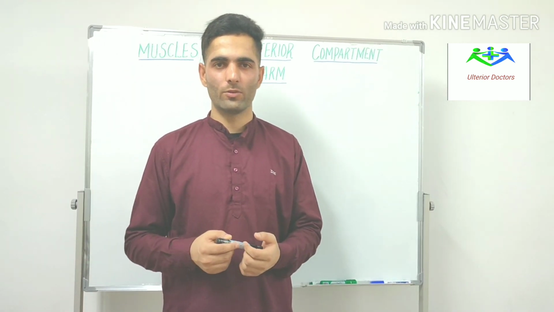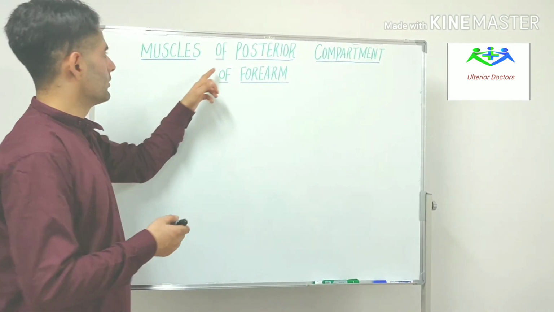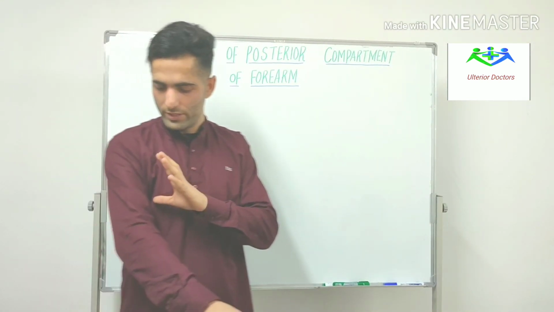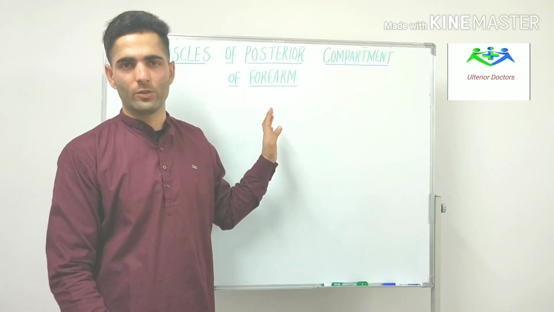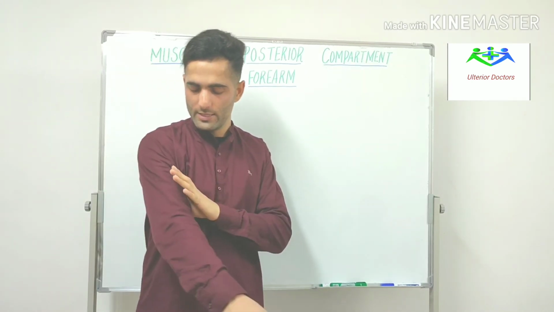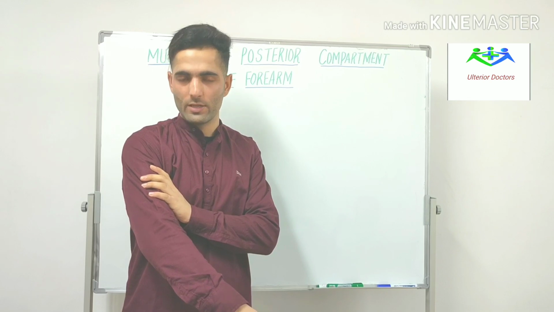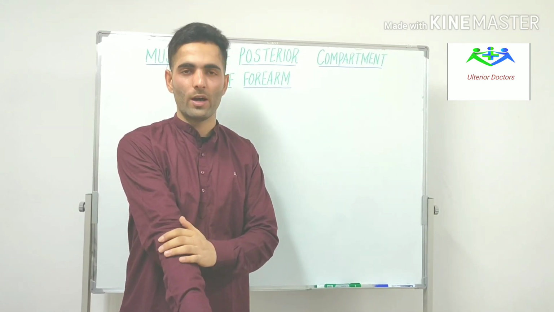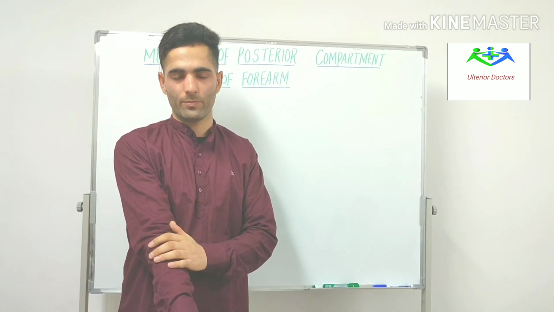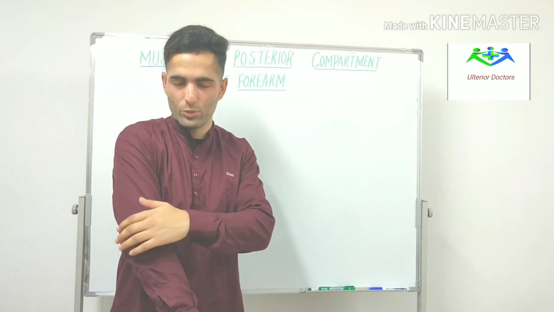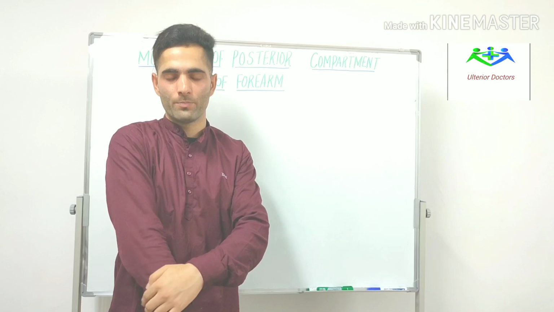Today I'm going to talk about the muscles of the posterior compartment of the forearm. Actually, before I tell you about this, this is the arm and this is the forearm. The arm is also called the brachium and the forearm is also called the antebrachium. This is the anterior compartment of the forearm. This is the posterior compartment of the forearm.